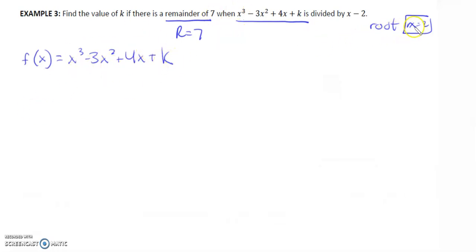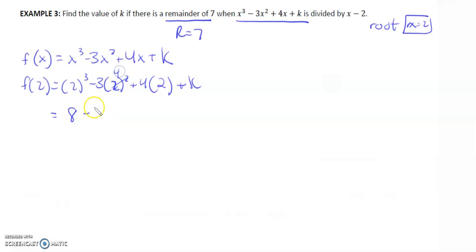When we sub in 2, f(2) equals 2 cubed minus 3 times 2 squared plus 4 times 2 plus k. We get 8. What's 2 squared? 2 squared is 4, so minus 12 plus 8 plus k. Let's keep going: 8 minus 12 plus 8. I put this in my calculator, I get 4 plus k. So we know f(2) equals 4 plus k.